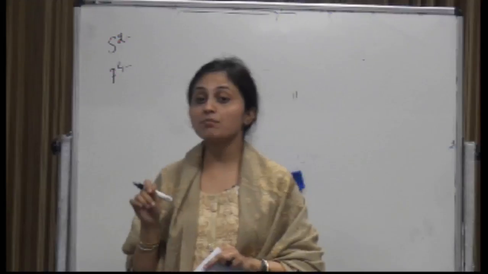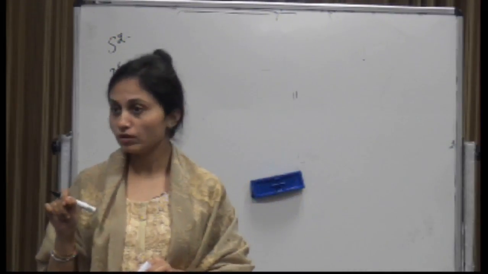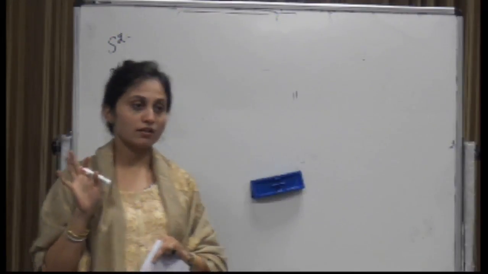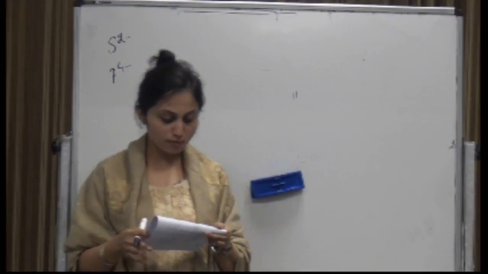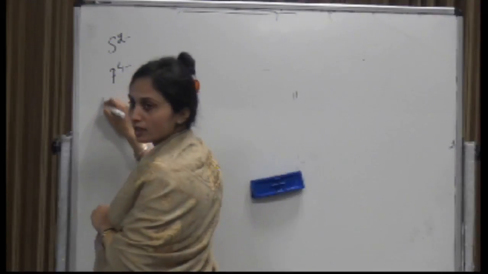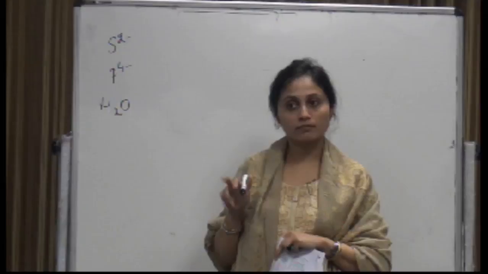Right? Except in case of peroxides. Peroxides are like H2O2. In that, oxygen will have an oxidation number of −1. Because oxygen is something that you will find in most of the molecules, so it is important to remember. Like for example, in water, what is the oxidation state of oxygen? −2.